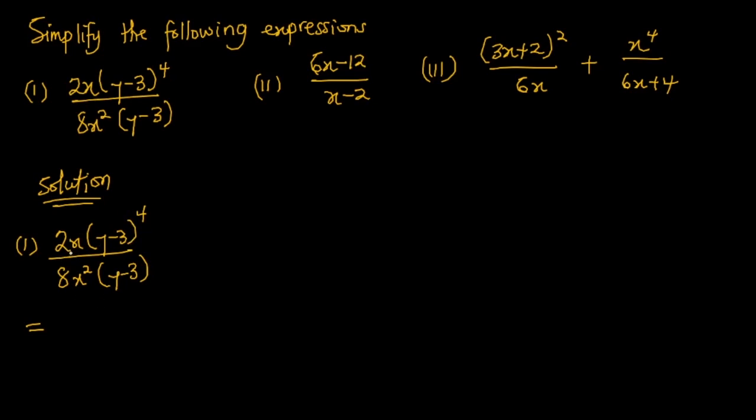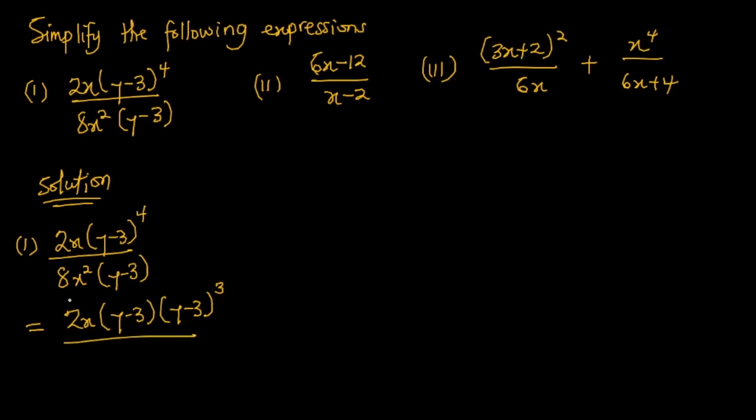So I have 2x over here. I can rewrite 8x squared in a way that I will have only 2x. So let me write the numerator first. So I can rewrite 2x here. Over here I have (y minus 3) to the power 4. Here only y minus 3. So I can rewrite this as (y minus 3) multiplied by another (y minus 3) to the power cube. So this multiplied by this will give me (y minus 3) to the power 4. So I've not done anything to the numerator.